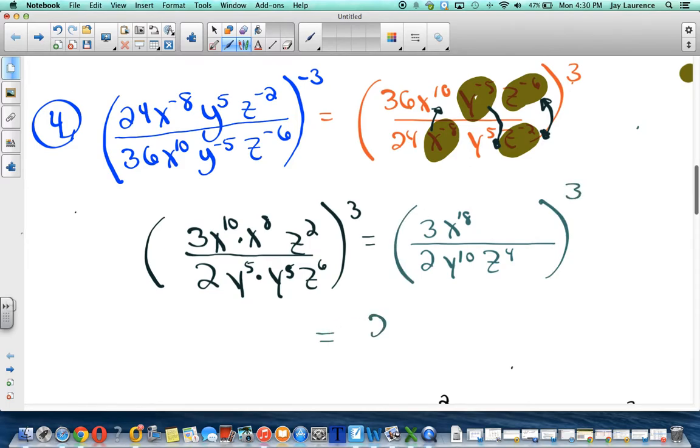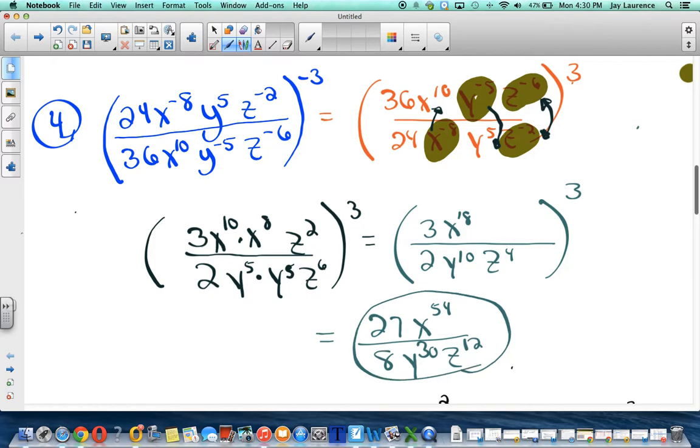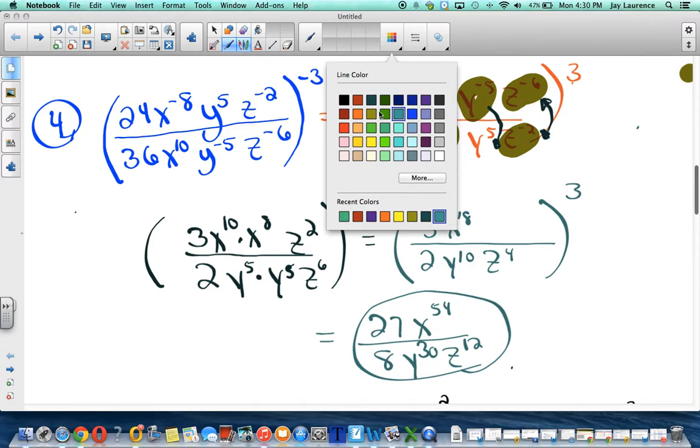3 cubed is 27. X to the 18th cubed will be x to the 54th, I believe. 2 cubed is 8. Y to the 10th cubed would be y to the 30th. And z to the 12th. And there you go. Okay, now if you're worried about practice problems, that review sheet I made up has tons and tons of them. Please do your best on it. Do as many as you need to do so that you can be successful.